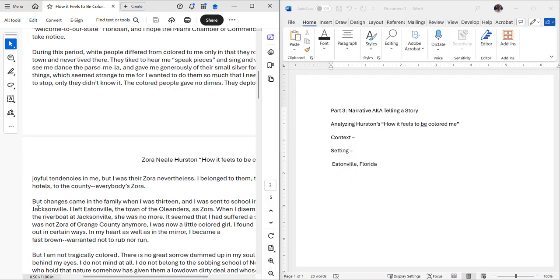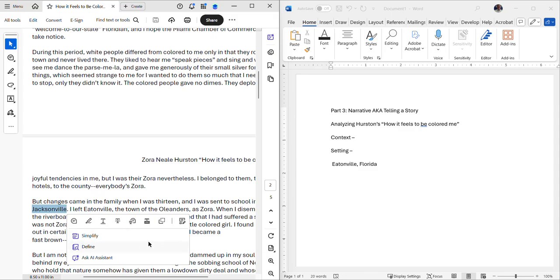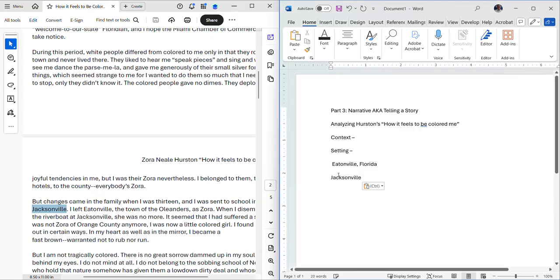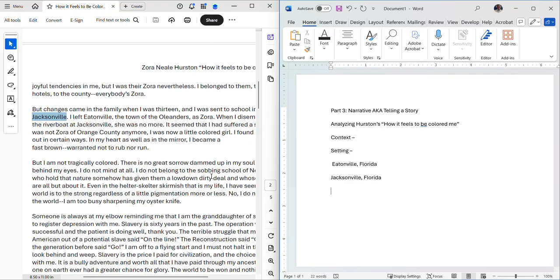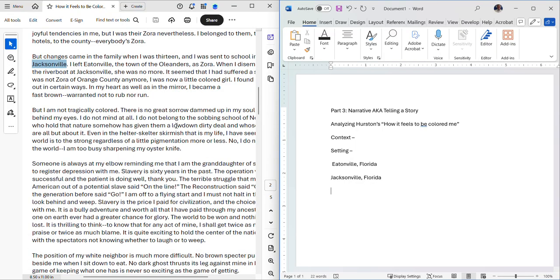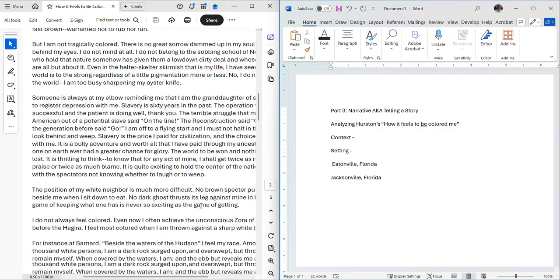And then she talks about Jacksonville, Florida, where she was sent to school and what that was like, and how in that time she became more aware of her blackness, of her difference at that time. And then she goes on further, talking about what that meant to her in that time.